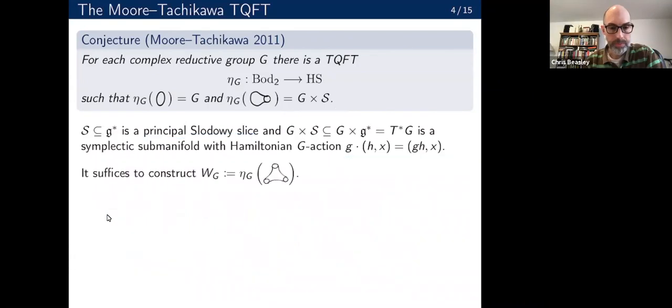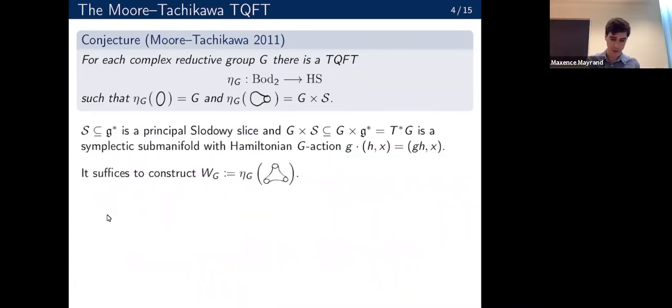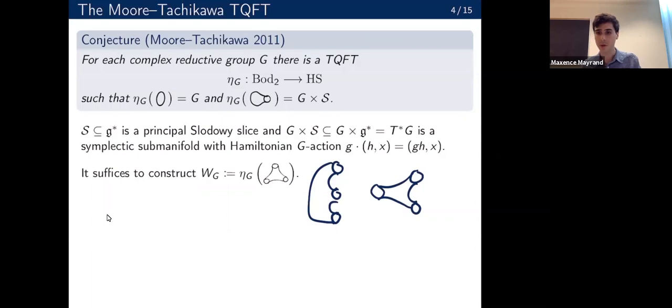And to solve this, it suffices to construct WG because, well, first I didn't specify exactly what I mean here by this pair of bands. Whether you view this as a morphism from the empty set to 3 boundary components, or you can view this as a morphism from one circle to 2 disjoint copies of the circle. The axioms are such that it doesn't matter. All these varieties will be isomorphic, so you just have to specify one of them.